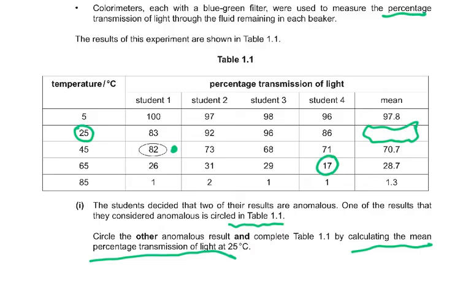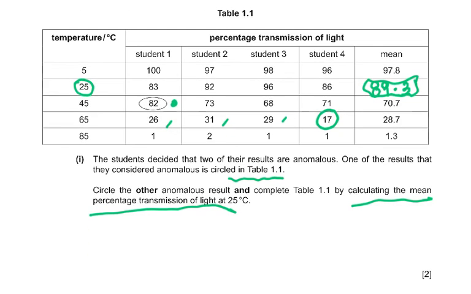Now, the other anomalous reading, when you look at it, it doesn't tally. It is this one, 17, at student 4 at 65 degrees. You see, you've got 26, 31, 29, and then a 17. And then of course the calculation here was 89.3. You did the calculation of adding all of them up and then dividing by 4, and this was 89.3. So this was a very, very easy 2 marks for you to get.